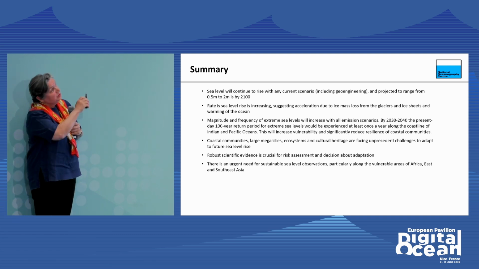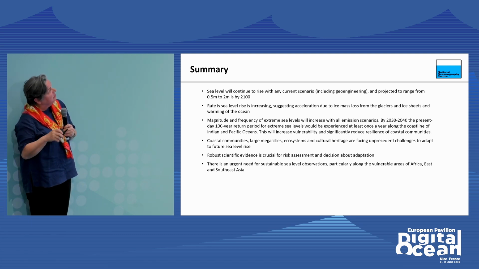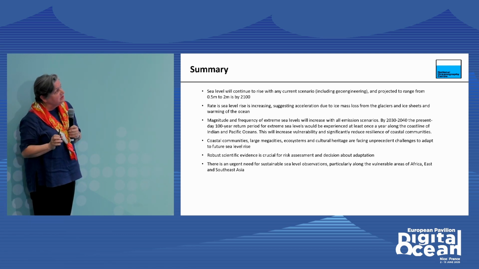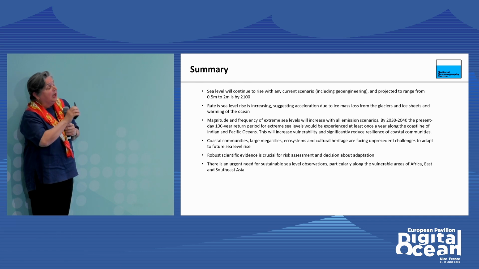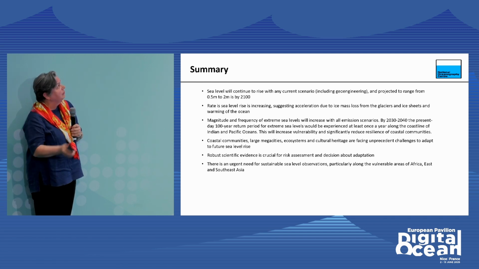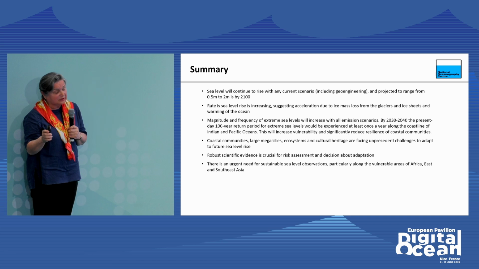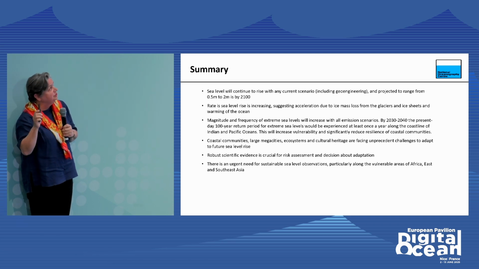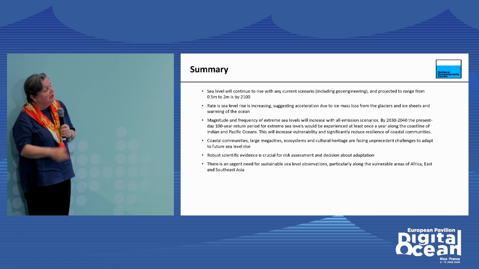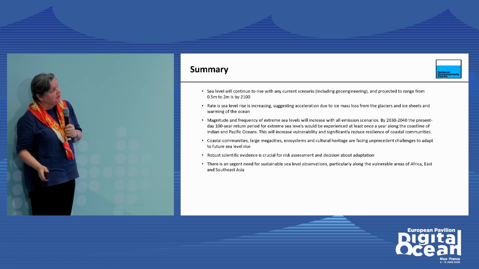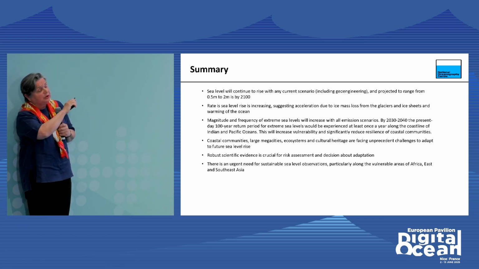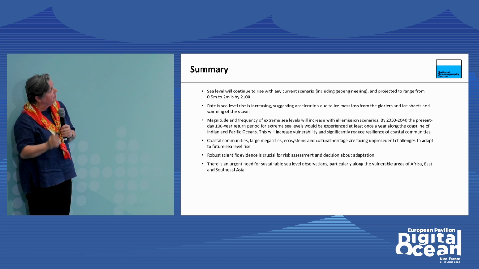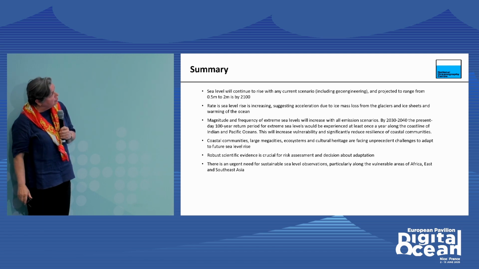Okay, so just to summarize, in the 20th century we had only 20 centimeters of sea level rise, and even if we stop emissions now, we will already have more than half a meter. But if we do not stop, it will be 1–2 meters by 2100. And you saw in many presentations about acceleration. We know it is about contribution from ice sheets and warming of the ocean.